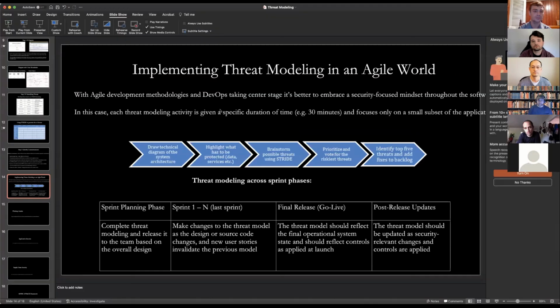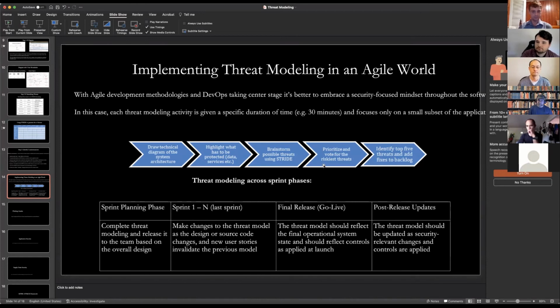So just to kind of summarize what we discussed, start with drawing a technical diagram, highlight what has to be protected, brainstorm. This is a free flow, like the STRIDE is just a suggested modeling. There are other threat modeling techniques available, like DREAD and automated threat modeling. There are more and more threat modeling techniques coming up every day, but it's just a recommendation to kind of organize your thought processes.